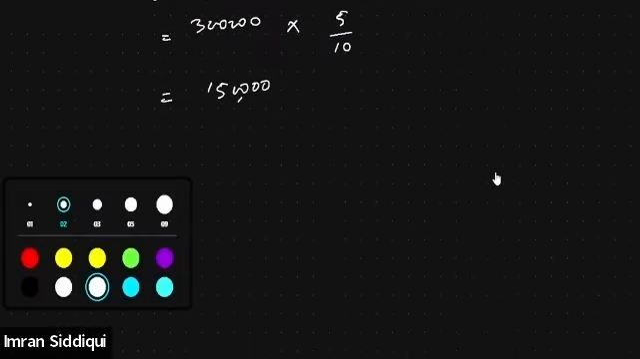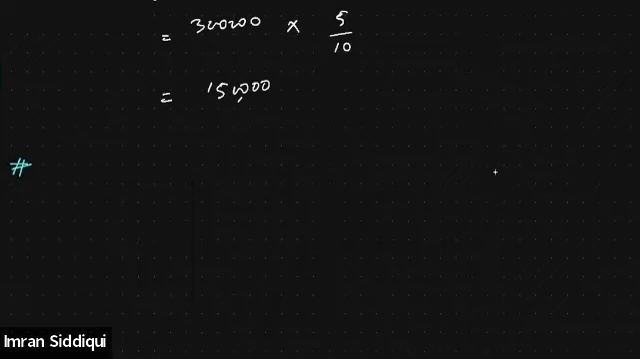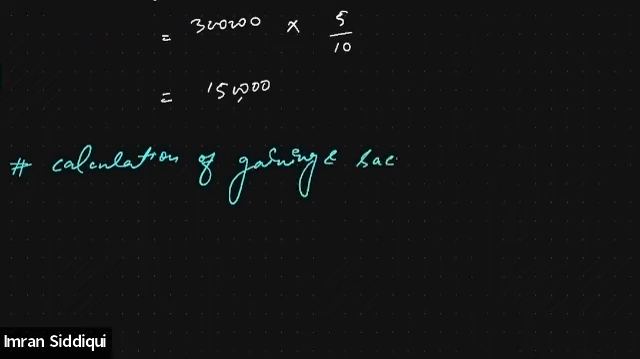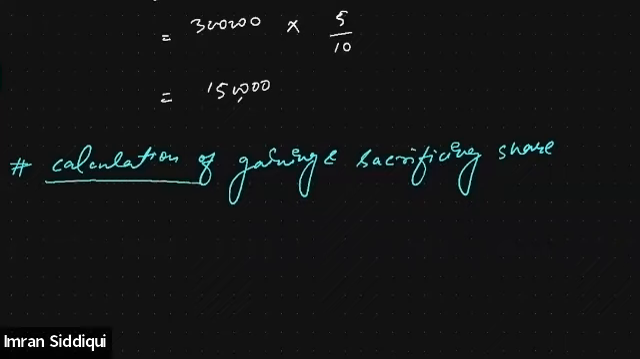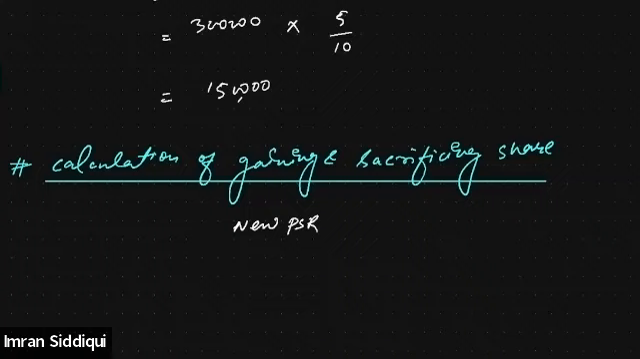And now we need to pass the adjustment entry. For that purpose, we will have to determine the gaining and sacrificing ratio of the partners. Is that correct, Prerna? Yes, sir. Calculation of gaining and sacrificing ratio: new PSR minus the old profit sharing ratio. Old profit sharing ratio of Madhu and Vidhi, and Gayatri.